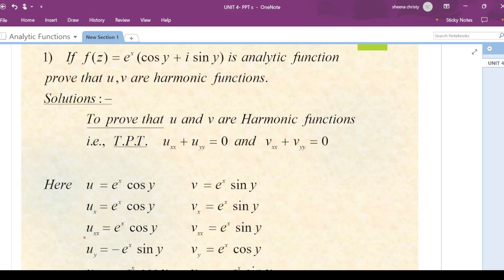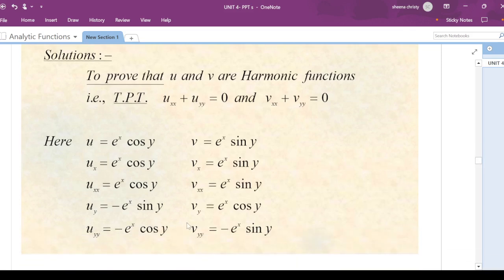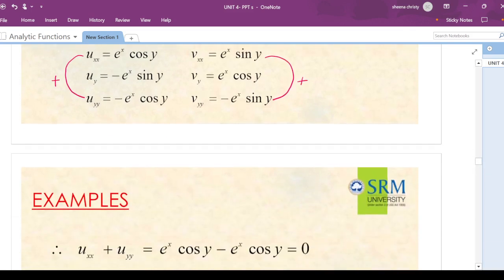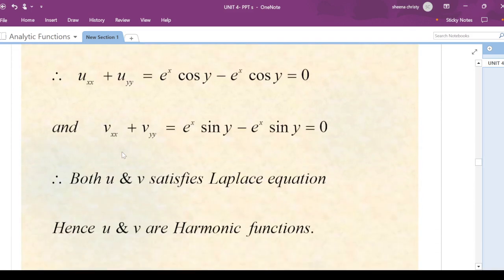Likewise, you have to find dou square u by dou y square and dou square v by dou y square. So we are getting this. Now, by adding dou square u by dou x square plus dou square u by dou y square, see here, by adding these two, what you are going to get? You will get the answer as 0. Likewise, by adding these two, you will get the answer as 0. Hence, u and v satisfy the Laplace equation. Therefore, u and v are harmonic functions.